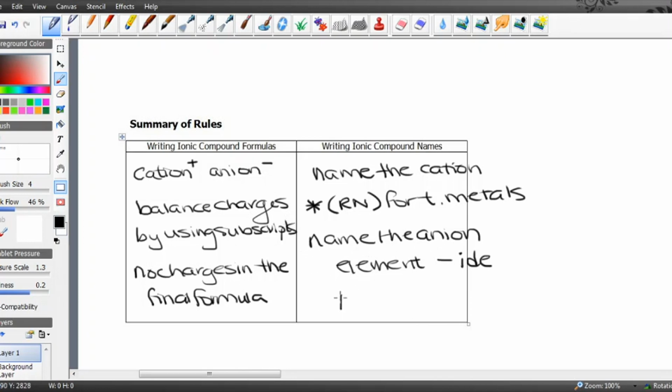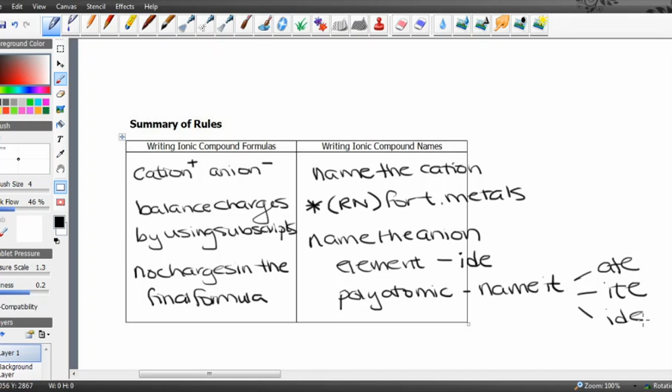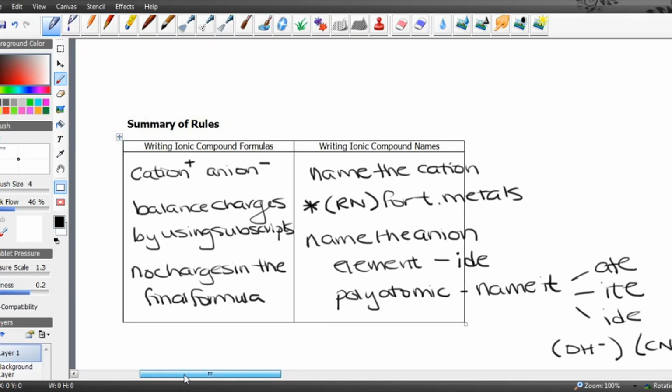If the anion is one of your polyatomic ions, you're simply just going to name it. You just have to learn the names of your polyatomic ions. Sometimes they end in "ate." Sometimes they end in "ite." And unfortunately, sometimes they end in "ide," because elements always end in "ide." But the only polyatomic ions that you need to know that end in "ide" are OH-, that's hydroxide, and CN-, that's cyanide. Oopsies, I went off screen, didn't I? You guys can't see my cyanide.